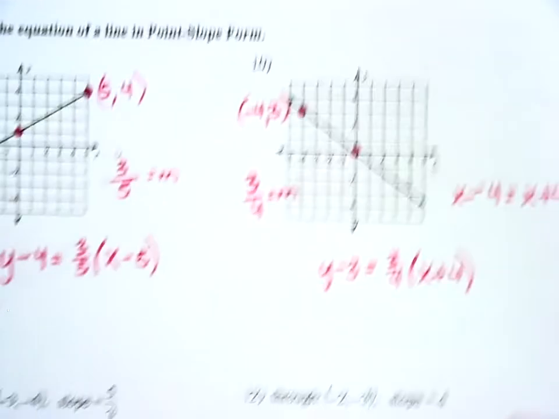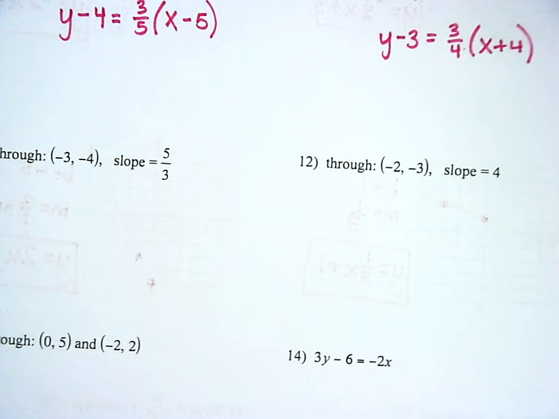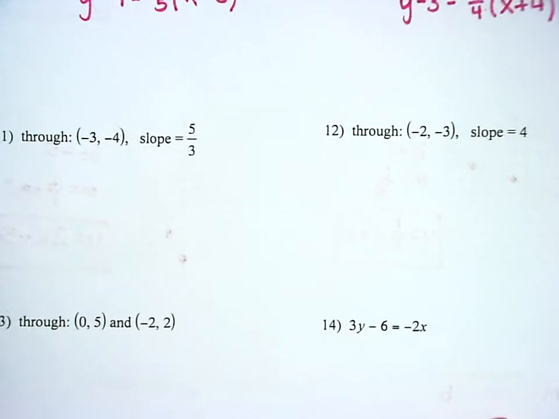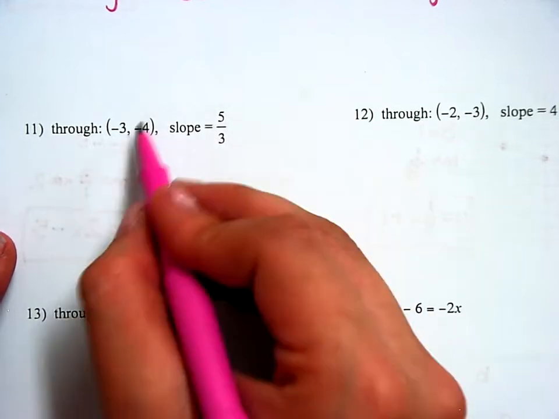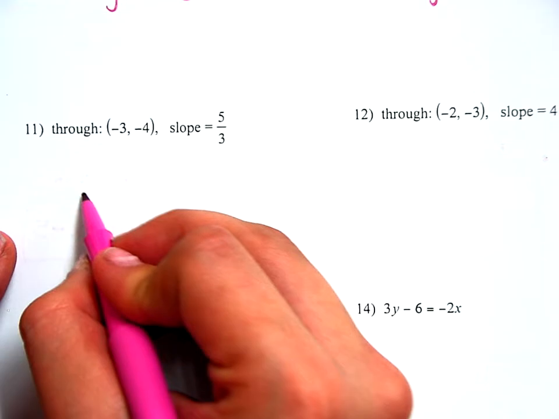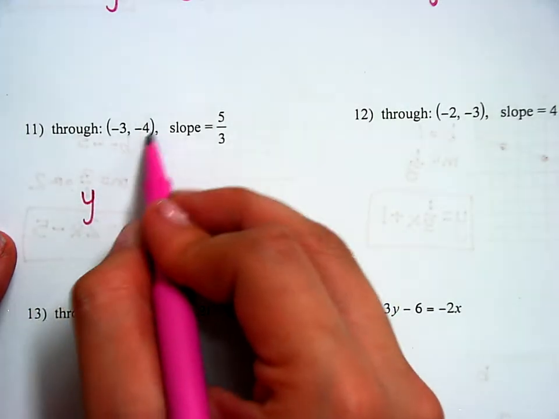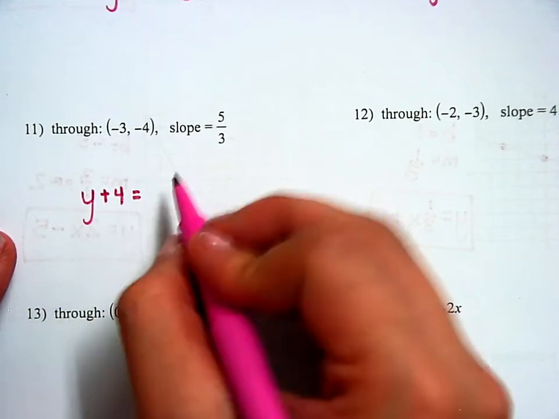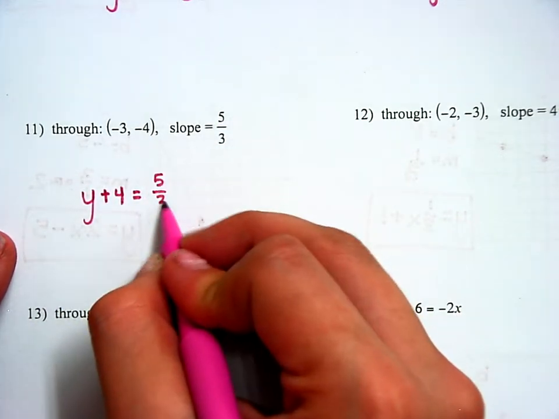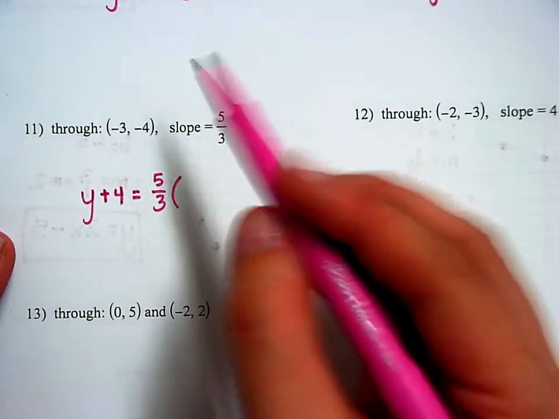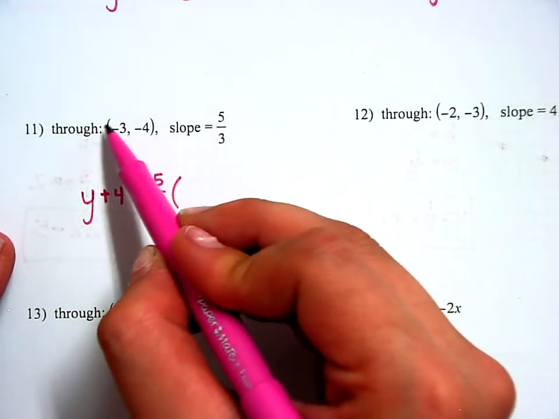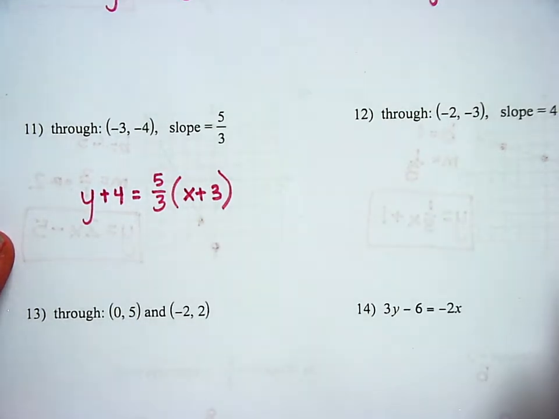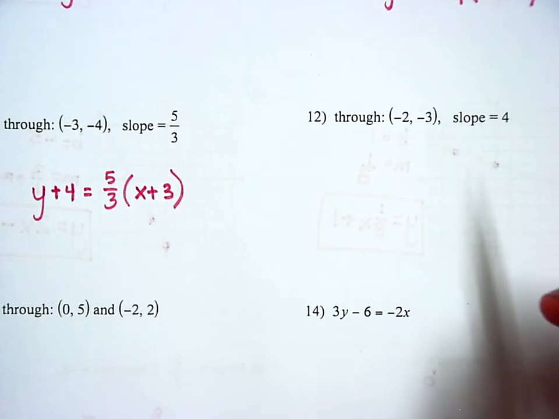All right. Now we're going to move on without graphs. So these first couple, we're just given a point and a slope, so you should just go straight into writing your formula. We've got our point here and our slope, so we're going to write y minus -4, so that's really y plus 4. Write your slope, 5/3, and then in parentheses, you're going to have x minus -3, so that's really x plus 3. Careful with those negatives.